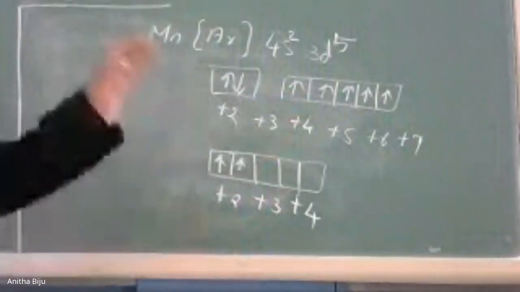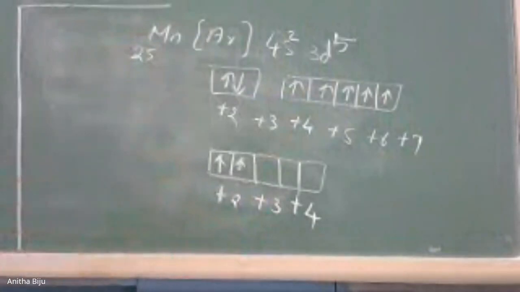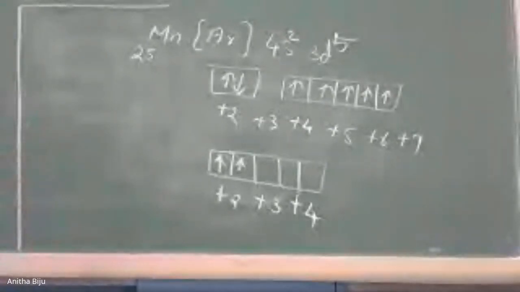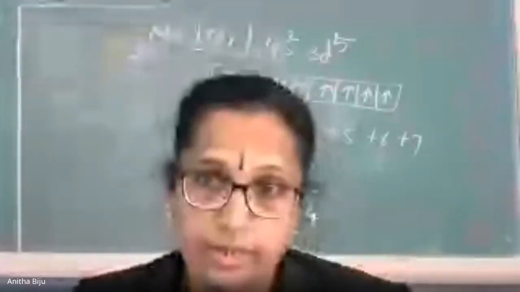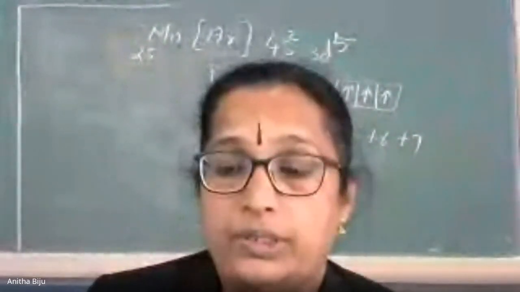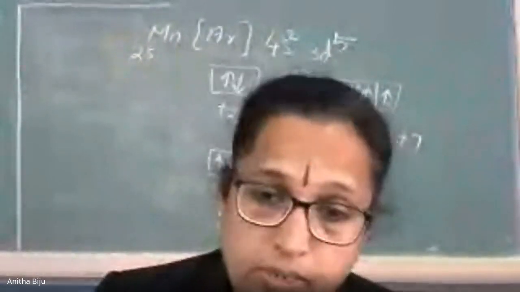So in this way, since inner electrons also enter into chemical reaction, all transition elements are capable of showing variable oxidation states. Got it? This is the point that you have to take care of. Clear? I hope it is clear to you. This many examples are more than sufficient.